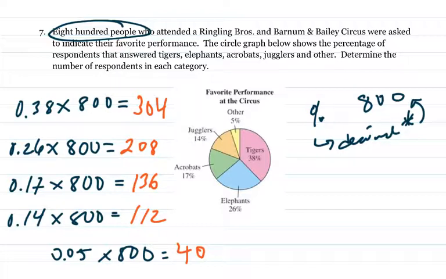One thing you should note though is that if I added all these values together, I should get a total of 800 because there were 800 people who were surveyed. So if I were to add 304, 208, 136, 112, and 40 together, I should end up with 800. And that concludes our organizing data lesson.